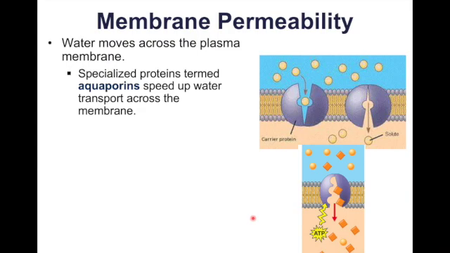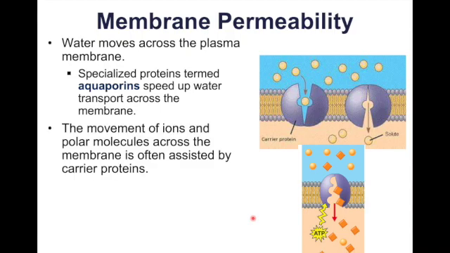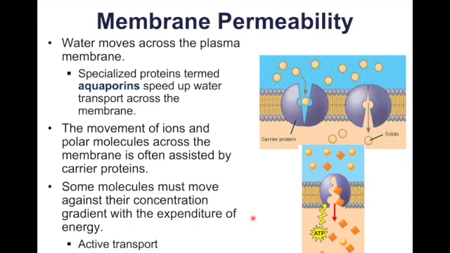Water, like I said, can fit through the cell membrane. It also uses little tunnels called aquaporins that can help speed that process up to really get in there fast. Sometimes molecules or ions need to be assisted by different carrier proteins. Like I said, there's the ion channels that can move charged molecules, and there's carrier proteins that can carry larger molecules. And then some things have to go against the concentration gradient. So going from low to high concentration, these guys do need to use energy in the form of ATP, and we call that active transport.